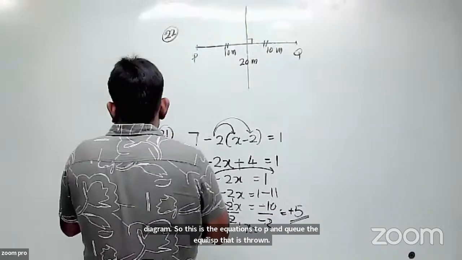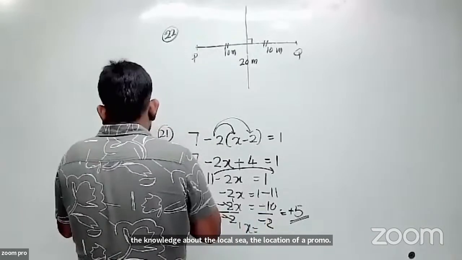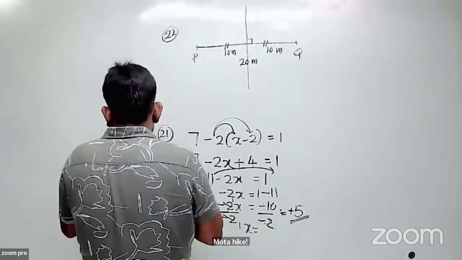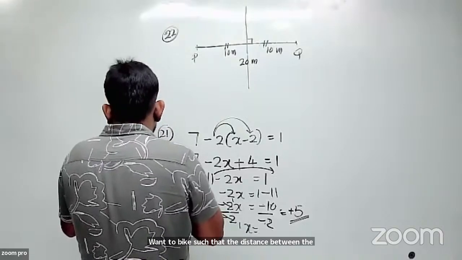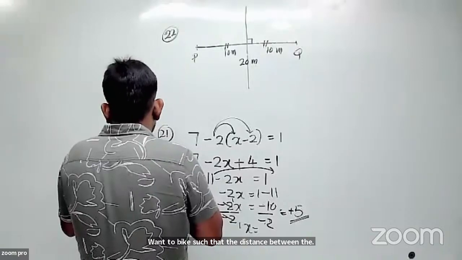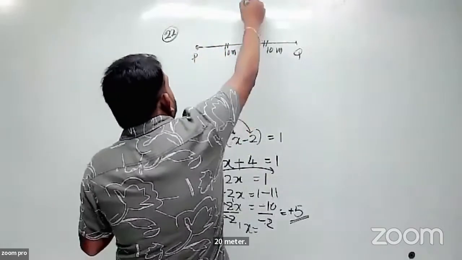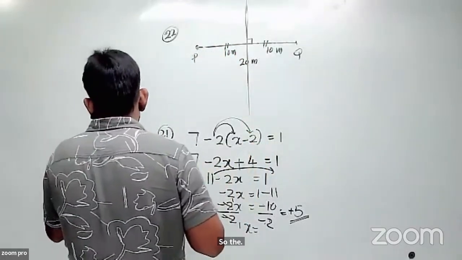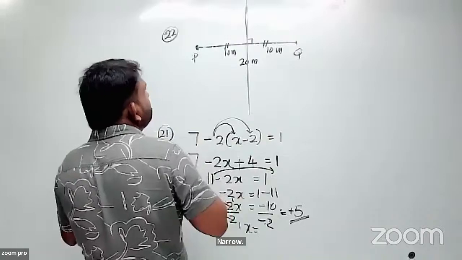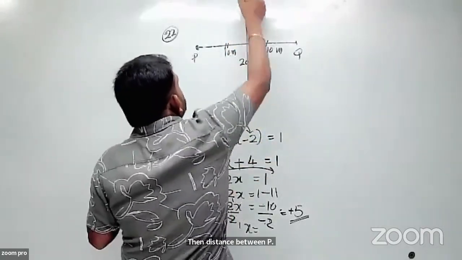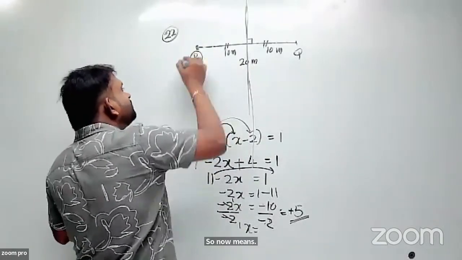Using the knowledge about the loci, sketch the location of a motorbike such that the distance between the motorbike and P is 20 meters. So this is the narrow road, and the distance to P is 20 meters. So now you have to make the distance to P 20 meters.